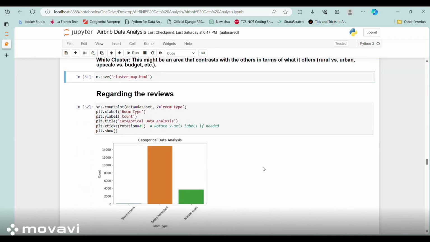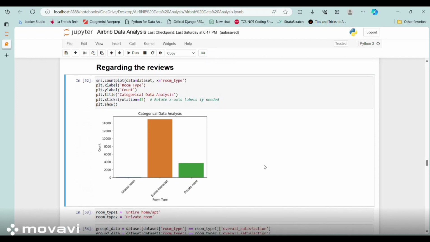In this visualization, we have conducted a categorical data analysis to better understand the distribution of Airbnb listings based on room types. On the x-axis, we have different room types. These can include entire home or apartment, private room, or shared room. The y-axis represents the count of listings falling into each room type category. As you can see, entire home or apartment and private room are the most prevalent room types. This suggests that most listings are either entire homes or private rooms available to guests.